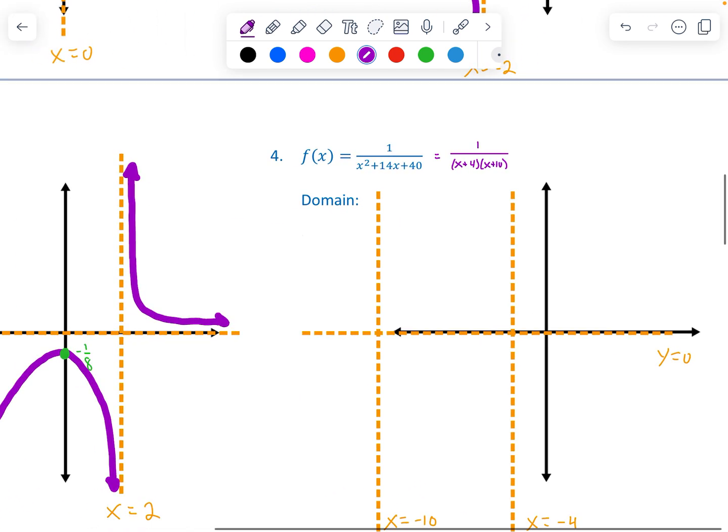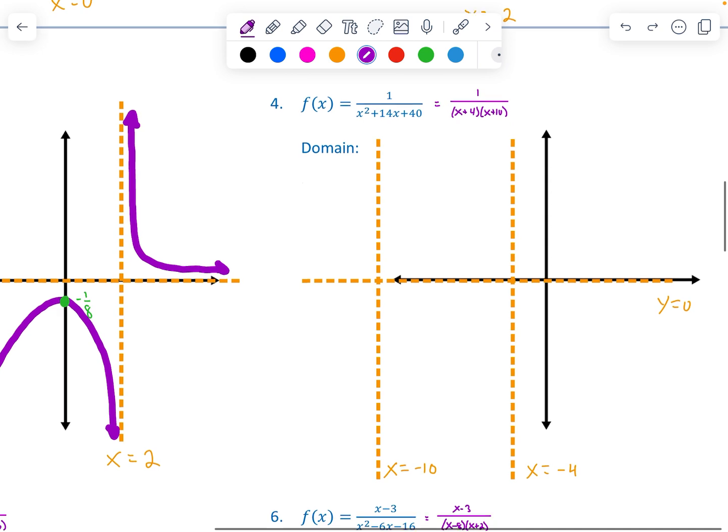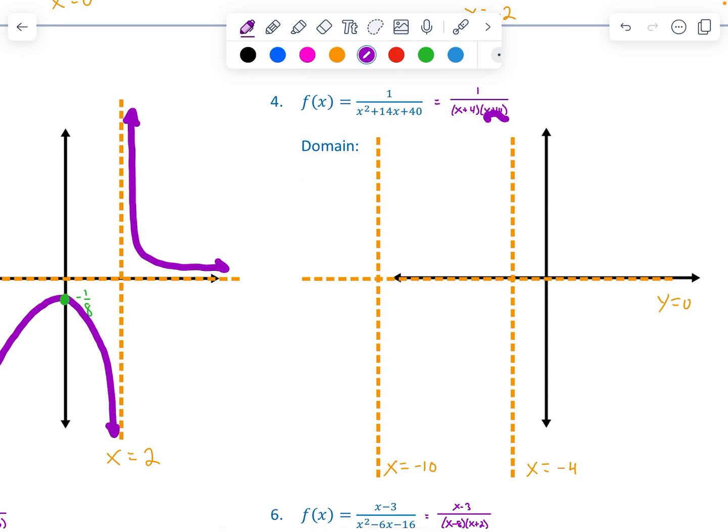Okay, coming over to number 4, again, no x-intercept, because our numerator is not 0 and never can be. I've drawn the vertical asymptotes at negative 10 and negative 4 already. And since our degree on top is smaller than the degree on the bottom, we have a horizontal asymptote of y equals 0. So this one's very much like the last problem.